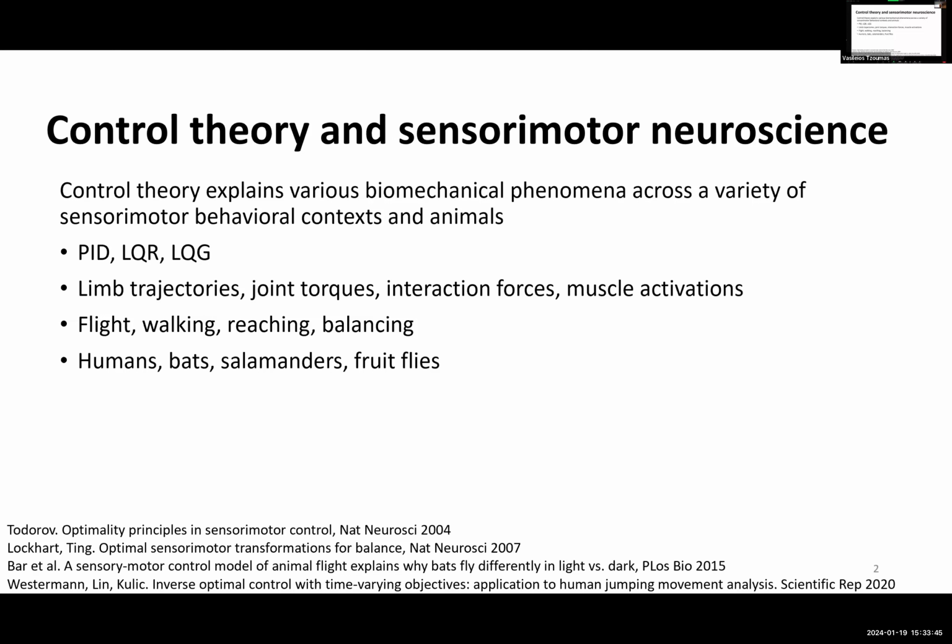One last thing I wanted to add. For one of these models, I think it is not even a PID controller, it is just a PD controller. So really you can get away with very, very simple models.